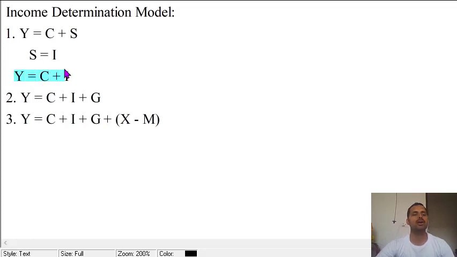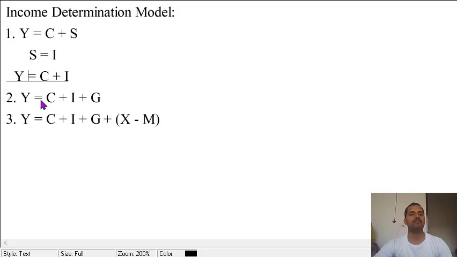In this sense, Y is real output, that is total output, whatever is produced in the economy, and it is used up in either consumption demand or investment demand. So you can say that this is the supply, whatever is supplied in the economy in the form of goods and services, and consumption and investment is demand, where this supply is used up. So Y is equal to C plus I. This is the two sector model.